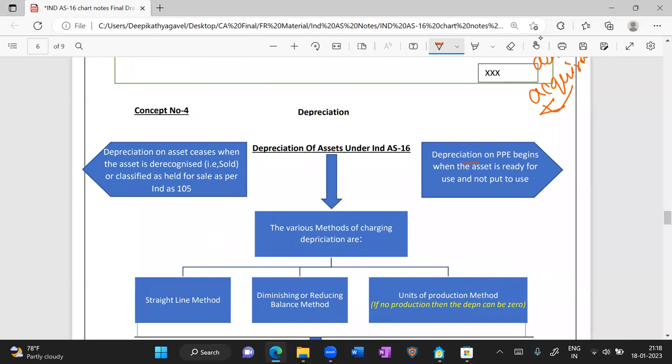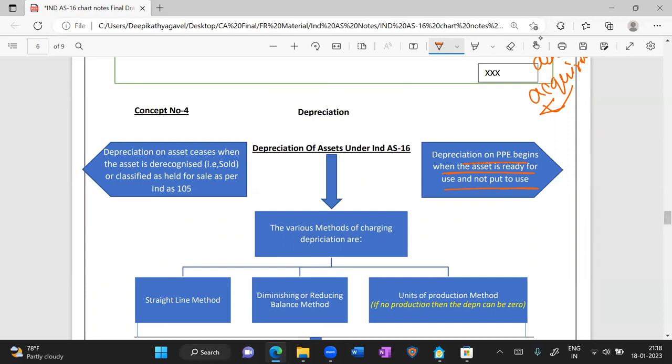Next point says that depreciation on PPE begins when the asset is ready for use and not when it is put to use. Very easy as well as logical, right? Once the asset is ready to use, from that date, depreciation will be charged. The put to use concept is not there. You might have the asset ready to use on 1st of January, but you put it to use only in September. Then does that mean for that particular 6 to 7 months, I will not charge depreciation?